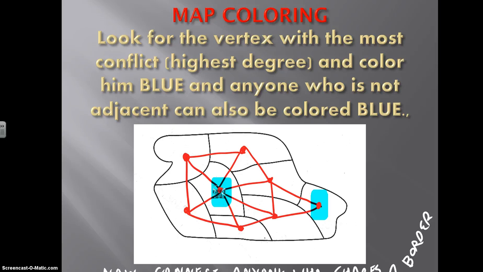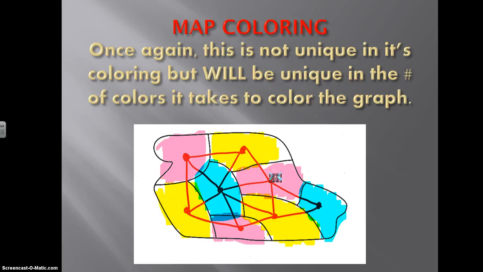Then we look for the next vertex with the highest degree. It will either be this guy here or this guy here. So I'm going to make one of those another color, let's say yellow, and the other vertices that are not adjacent can also be yellow. And then my remaining 3 vertices will be pink. Once again, notice the chromatic number for this graph is 3, and the coloring is not unique, but the chromatic number is. We could see that we could have different colors here.